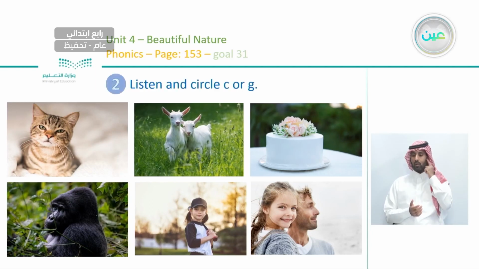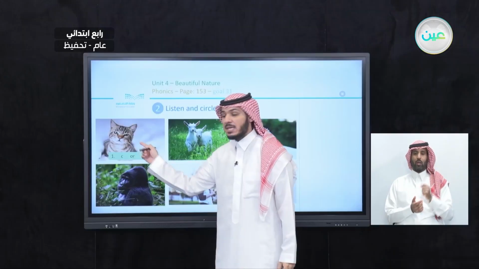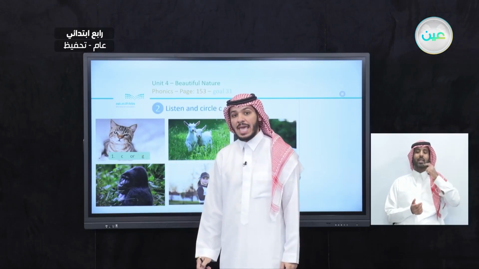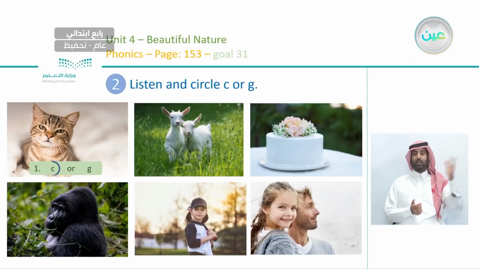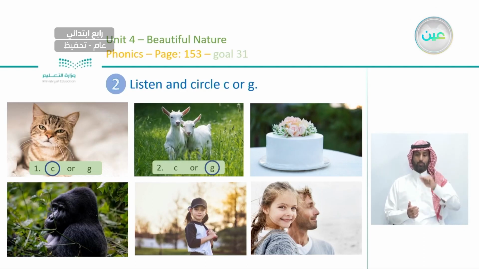Okay. Now, number 2 will say what? Listen and circle. C or G. Tell me, is it C or G? So, number 1, we have this cat. Is it C or G? Cat. Yes, excellent. So we have C here. Number 2, we have what? Goat. Is it C or G? G. Excellent. So we have goat. Number 3, C or G. This is what? Cake. C. Excellent. So we have C here.